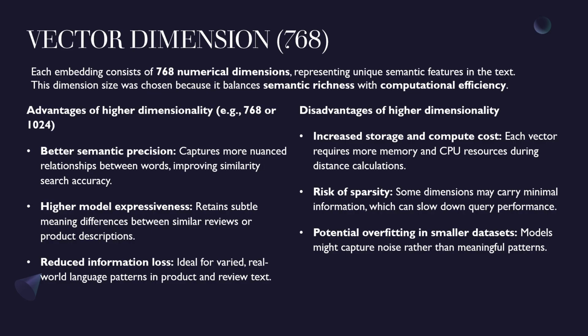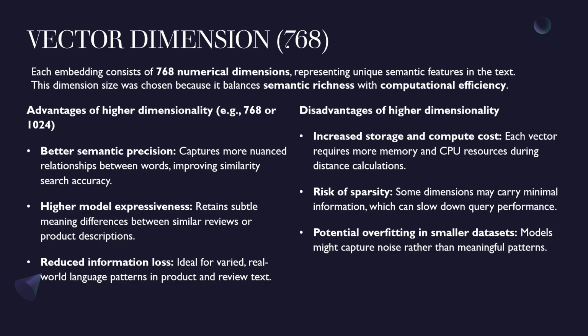So for high dimensionality, the advantages are that it has better semantic precision, it captures more subtle relationships between words, improving similarity search accuracy, and higher model expressiveness. It retains subtle meaning differences between similar reviews or product descriptions. And it reduces information loss. It's ideal for varied real-world language patterns in product and review text.